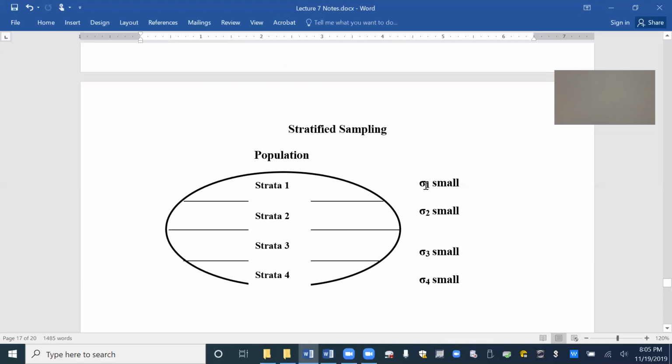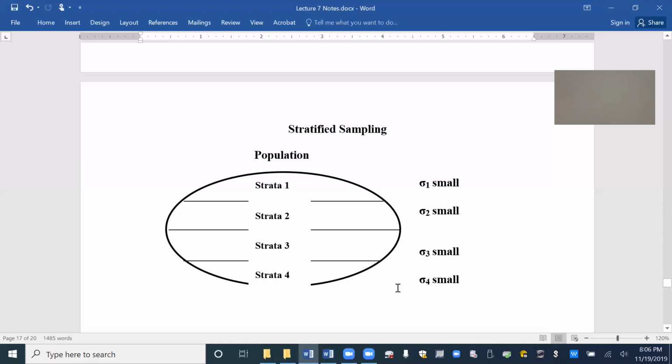If we're lucky, these standard deviations within the strata are smaller, much smaller than the standard deviation of the population. In which case, if I sample a little bit from strata 1, strata 2, strata 3, and strata 4, we get more accurate results than a straight random sample.